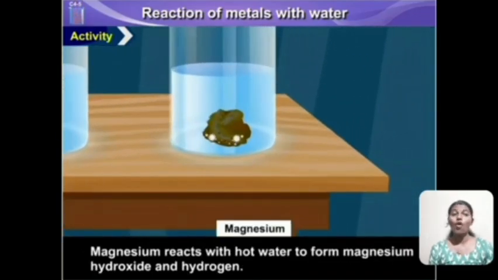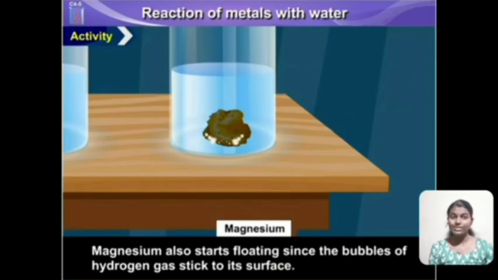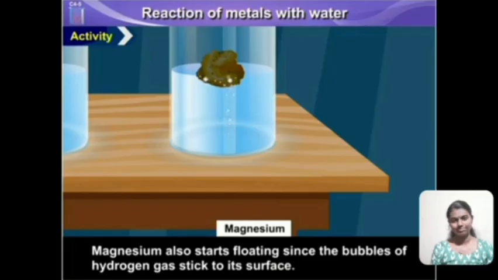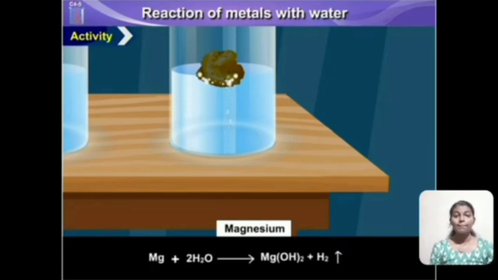Magnesium reacts with hot water to form magnesium hydroxide and hydrogen. Magnesium also starts floating since the bubbles of hydrogen gas stick to its surface. Write the equation for the above reaction. Let's observe it. Magnesium: Mg plus 2H2O gives Mg(OH)2 plus H2.